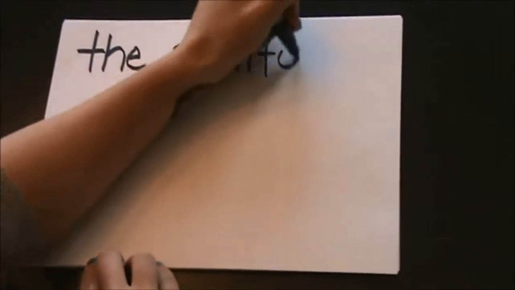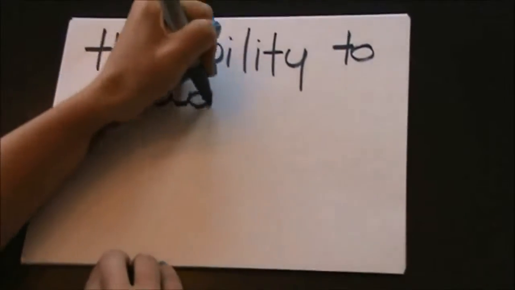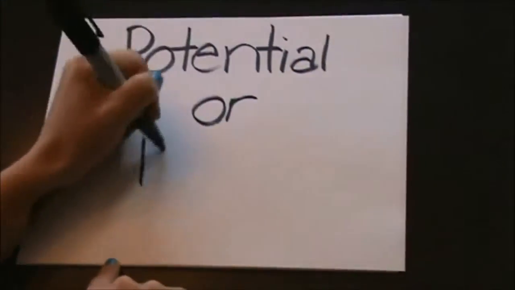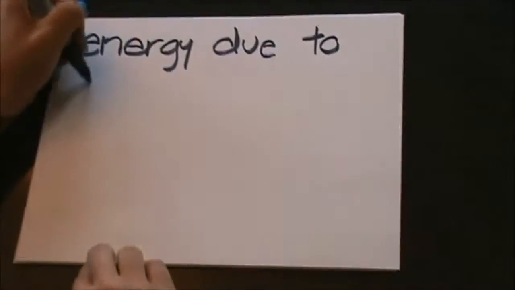Energy is the ability to do work or produce heat. Work is force acting over a distance. It can be classified as either potential or kinetic. Potential energy is energy due to position or composition.